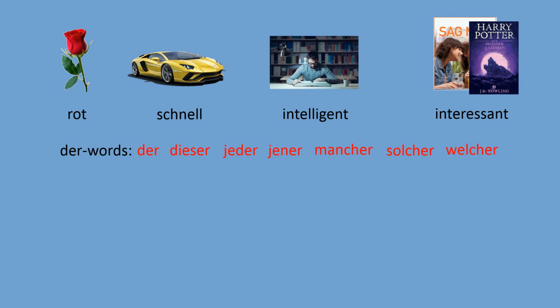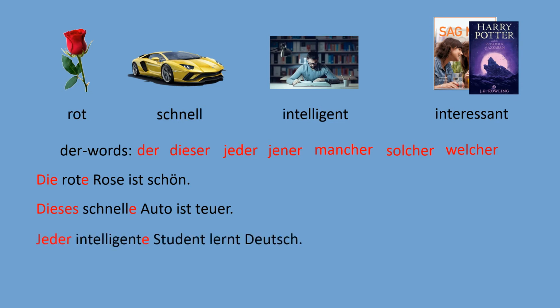So how do we create sentences by using such der words? Die rote Rose ist schön. The red rose is beautiful. Dieses schnelle Auto ist teuer. So this fast car is expensive. Jeder intelligente Student lernt Deutsch. Every intelligent student learns German. And welche interessanten Bücher sind wichtig? Which interesting books are important?